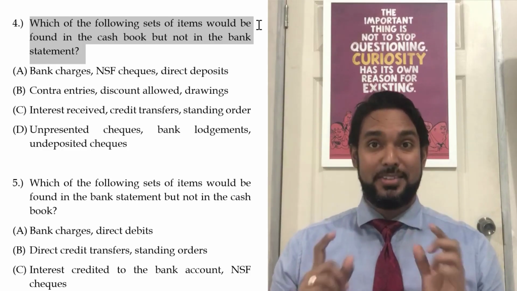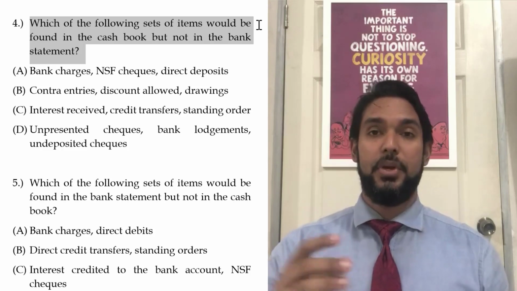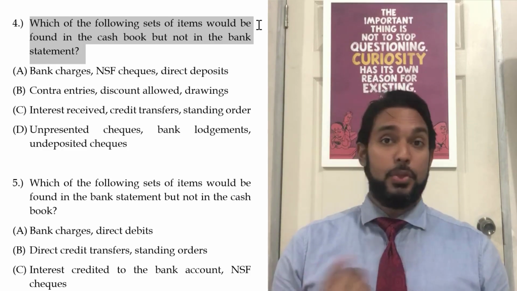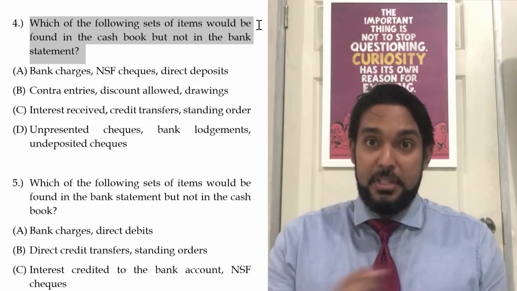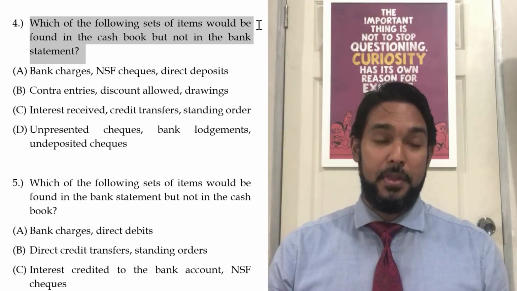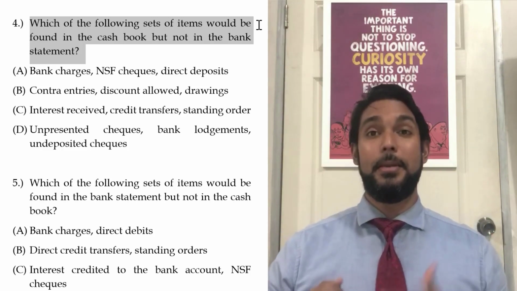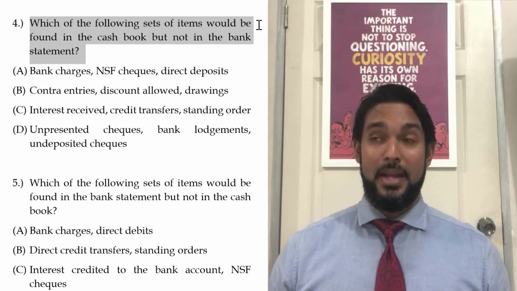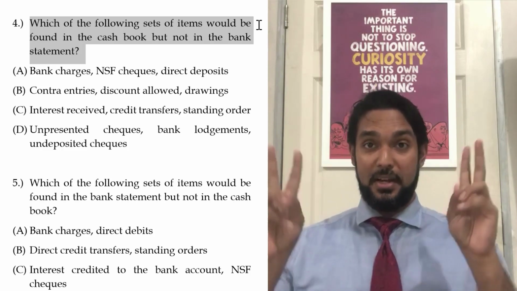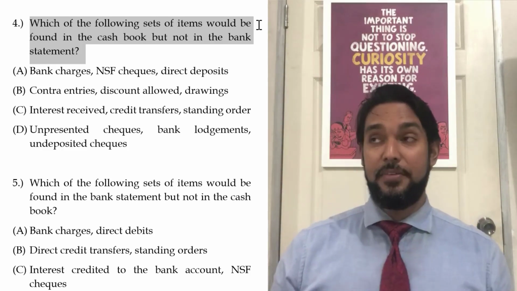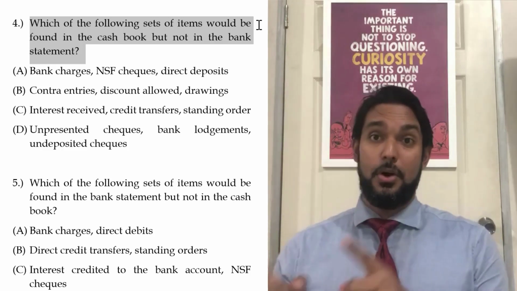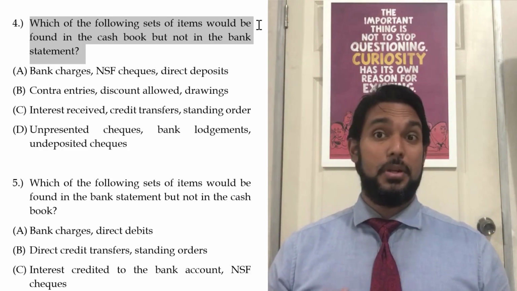Now, the thing is, those checks sometimes take time to get to the bank. So if, for example, we get a check and we don't carry it to the bank to deposit it, that's an undeposited check. If we do carry it and we put it in, there's a processing time. It takes about 5 days for that check to clear, to go through all the processing, and for the money to be transferred from that person's account to our account. So that's called a bank lodgement.